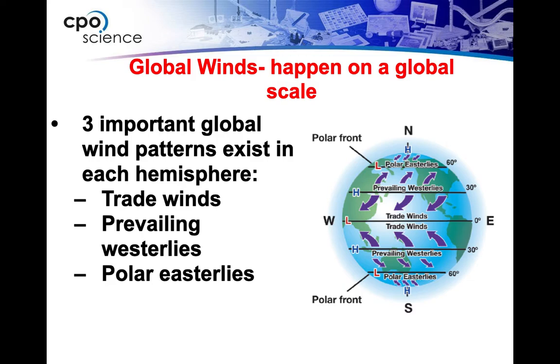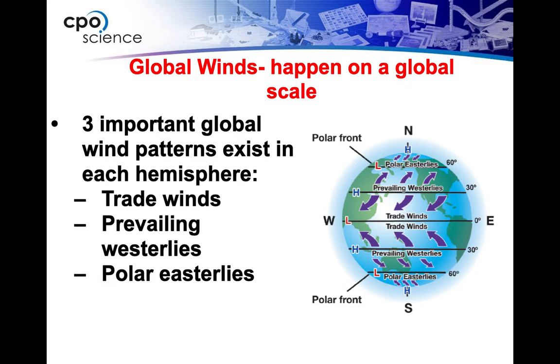The prevailing westerlies get their name because the wind is blowing from the west. It's going to go from 30 degrees north to 60 degrees north, or 30 degrees south to 60 degrees south. That should look familiar to you, because where we live in northern Minnesota, we typically see weather coming across from North Dakota and South Dakota into the state of Minnesota. Now you can see why, because that is the prevailing westerly. That is how weather moves in most of the United States, from west to east.